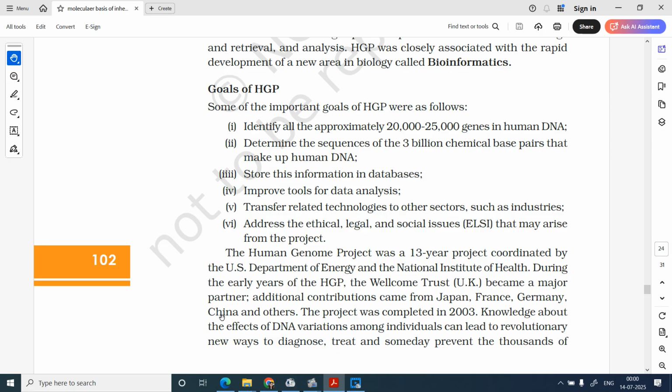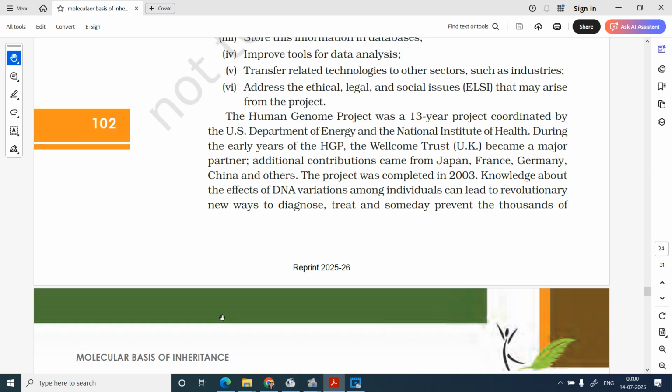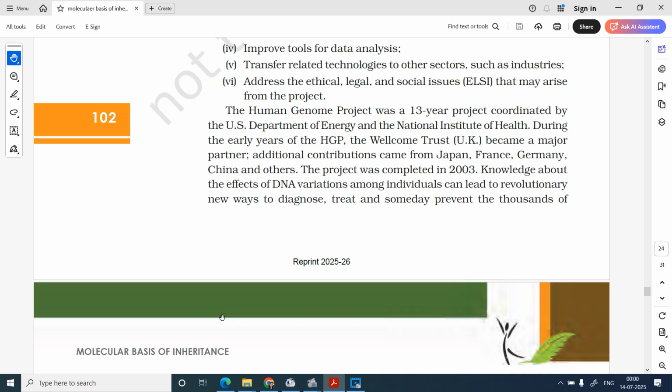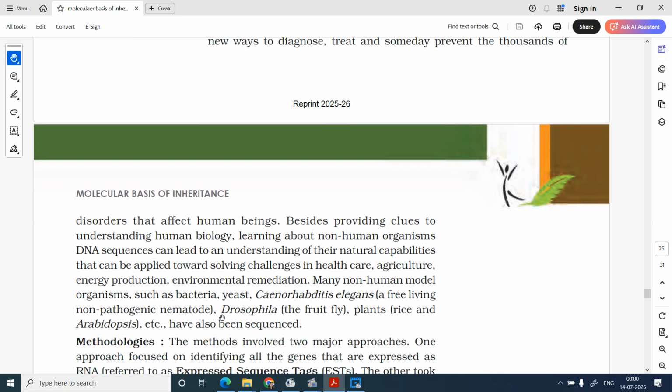The Human Genome Project was a 13-year project coordinated by the US Department of Energy and the National Institutes of Health. During the early years of the project, the Wellcome Trust, UK, became a major partner. Additional contributions came from Japan, France, Germany, China, and others. The project was completed in 2003. Knowledge about DNA variations among individuals can lead to revolutionary new ways to diagnose, treat, and someday prevent the thousands of disorders that affect human beings.